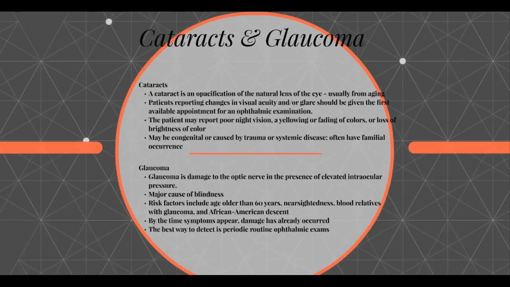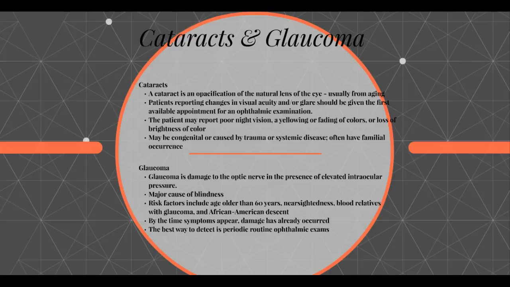So cataracts and glaucoma. Cataract is an opacification of the natural lens of the eye, so it becomes cloudy. Usually from aging. It happens a lot when people get older. Patients will report changes in visual acuity or they may report a glare, and they should be given the first available appointment for an ophthalmic examination. So if they are reporting symptoms of a cataract, then you want to try to get them into the doctor as quickly as possible so that we can assess the cataracts, and then the doctor can make a determination as to whether or not it's appropriate to go forward with removing them.